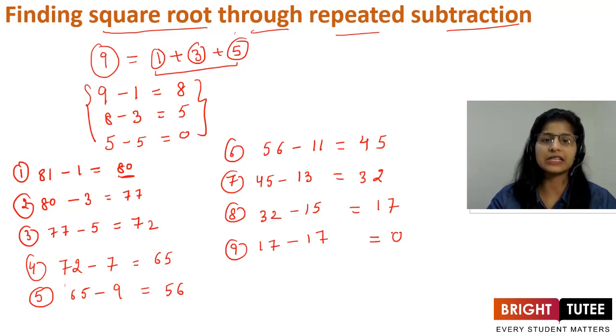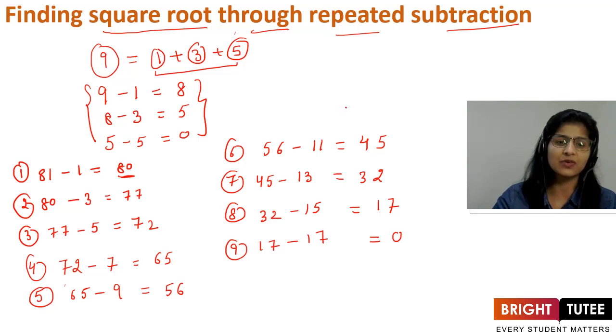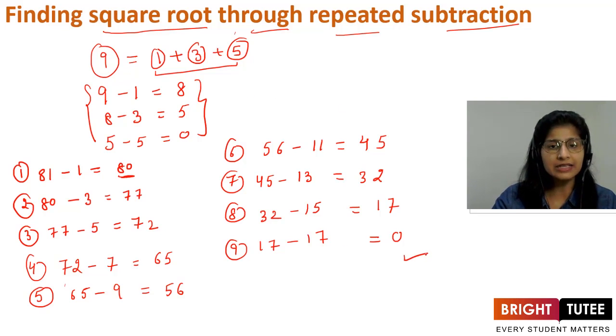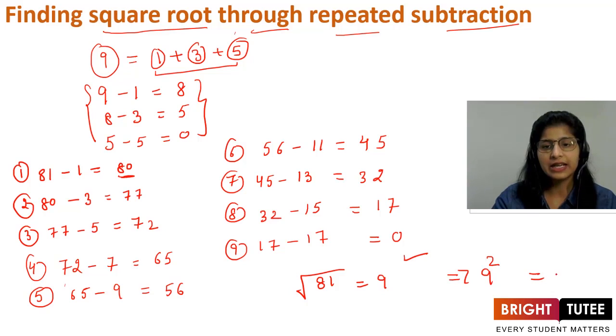That means this 81, the number which was given to us, is a perfect square, right? And it is a perfect square of which number? That is going to be decided by the number of steps we have done. How many steps have we done? We have done 9 steps. So the square root of 81 will be 9. That means we say the square of 9 is 81. So the square root of 81 will be 9.